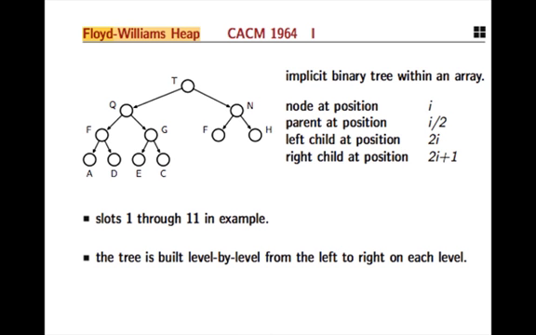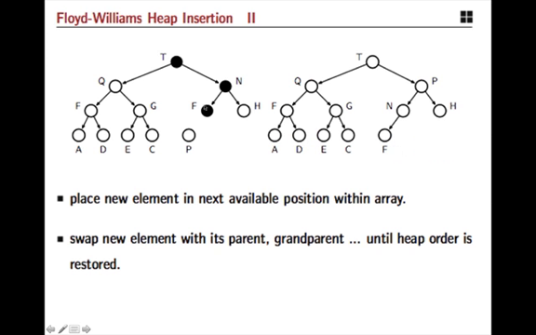Now we're ready for the Floyd-Williams heap. This is a binary tree that we fill level by level, which is very natural in our array structure. So this is the last element, and every node, because it's a priority heap, has a value that is larger than the values below it. Here it's characters rather than numbers. T is larger than Q, and N is larger than F and H, and so on. Now how are we going to do insertion into a heap?